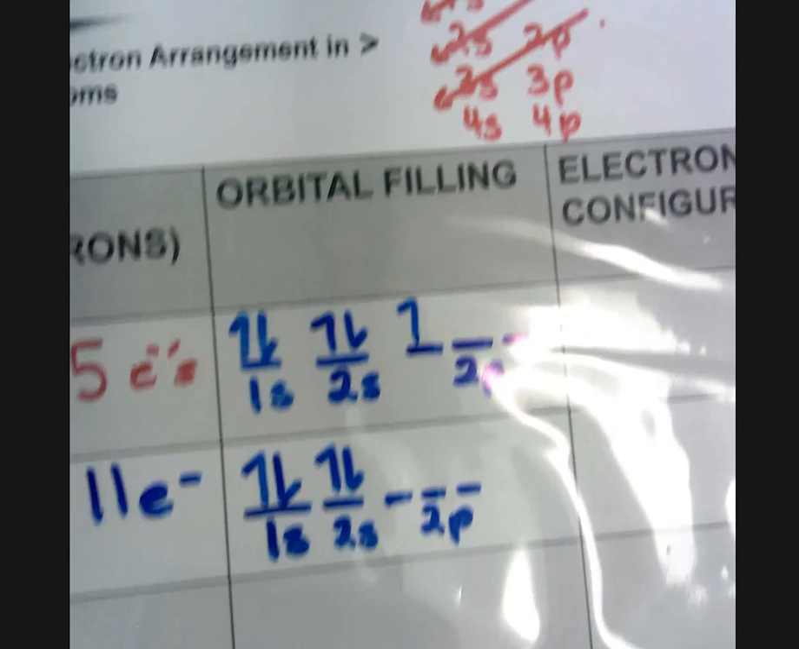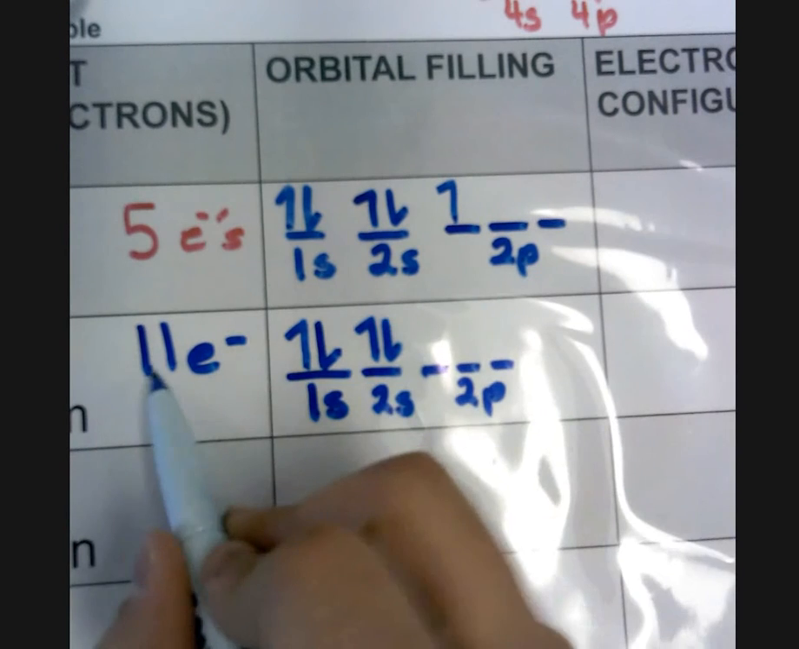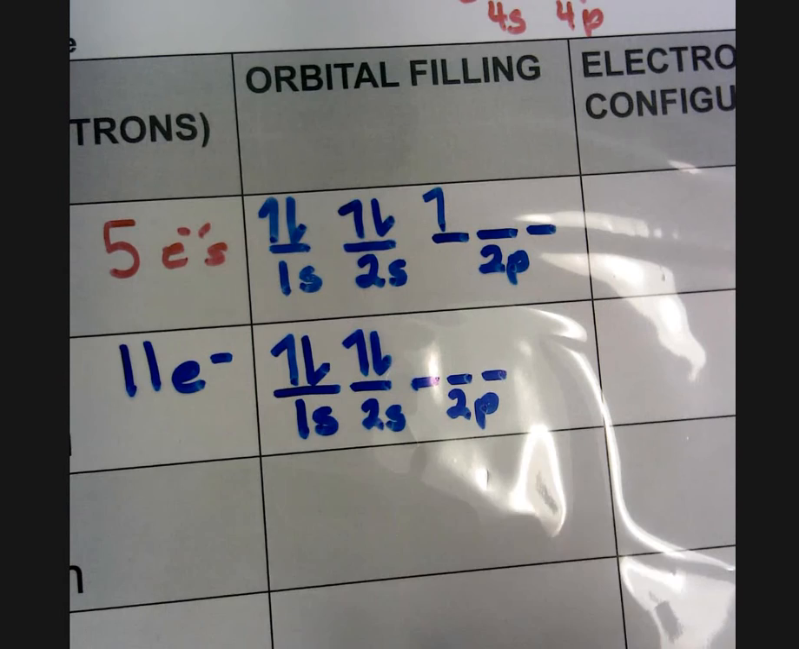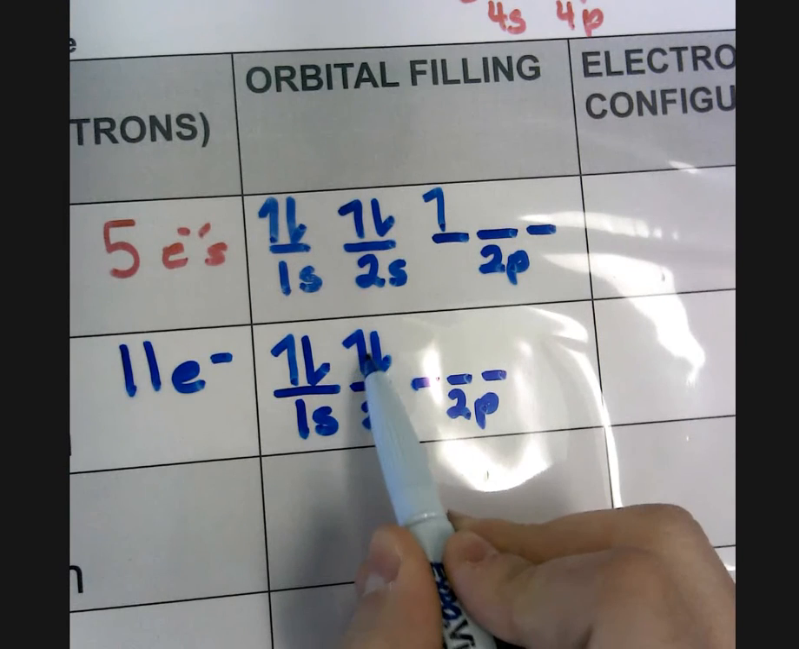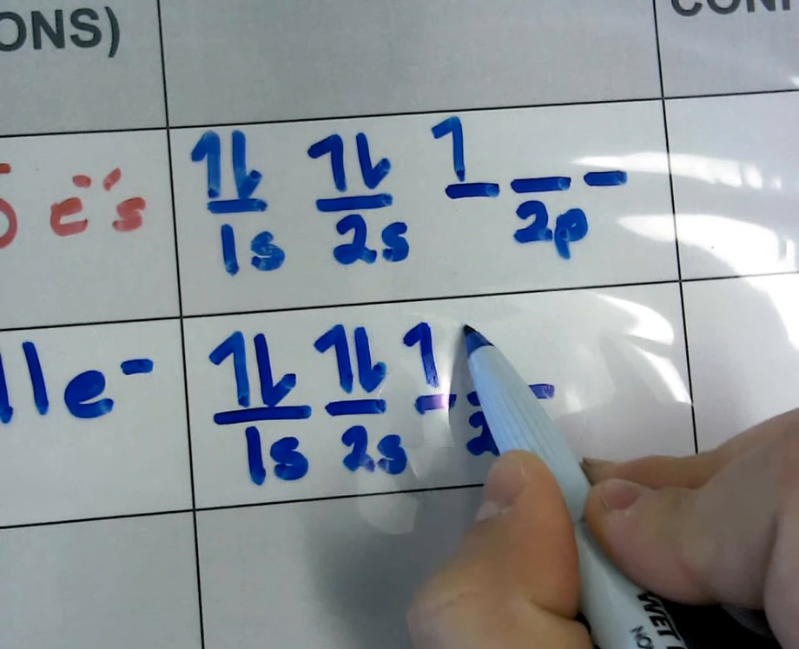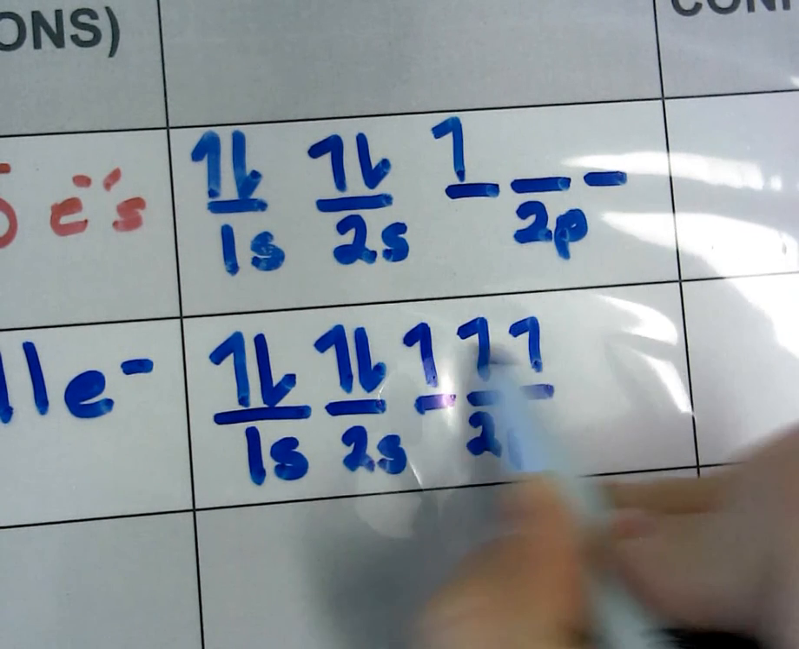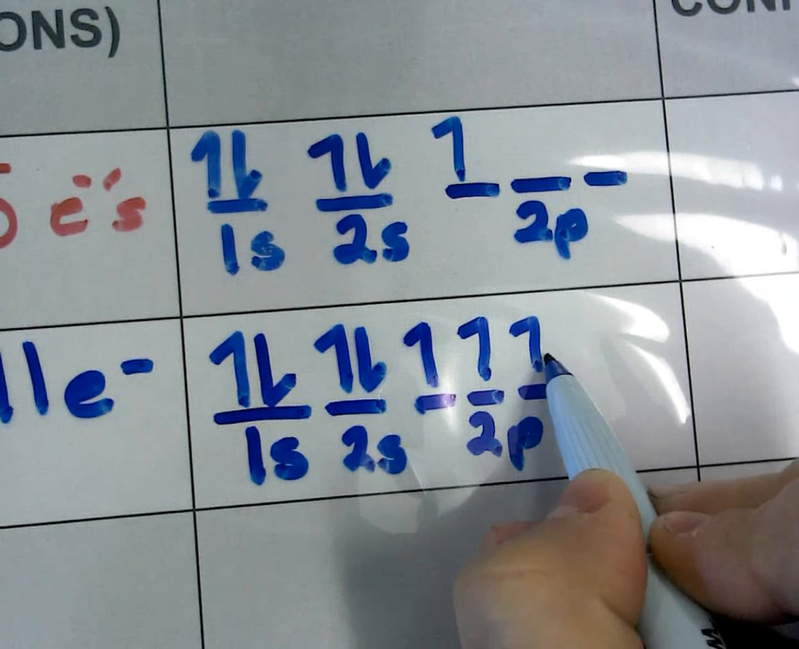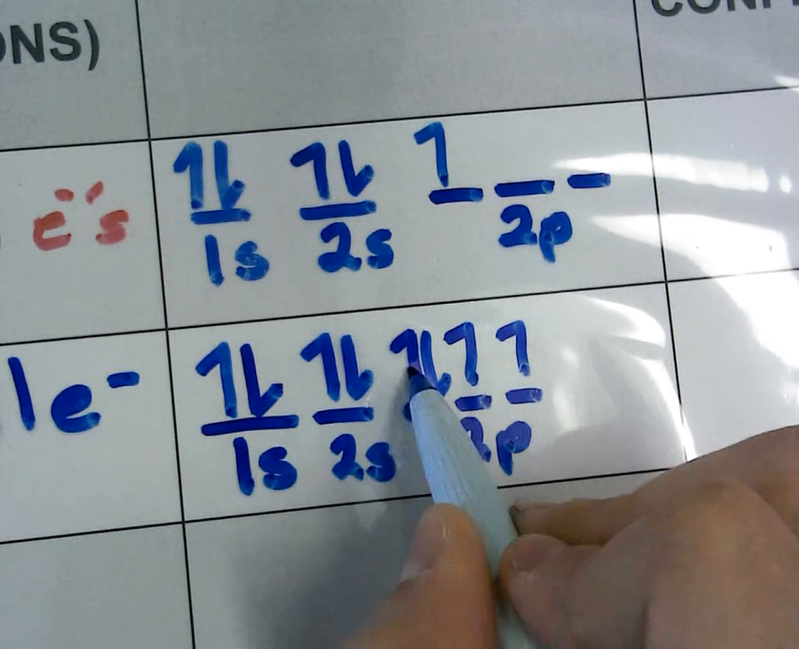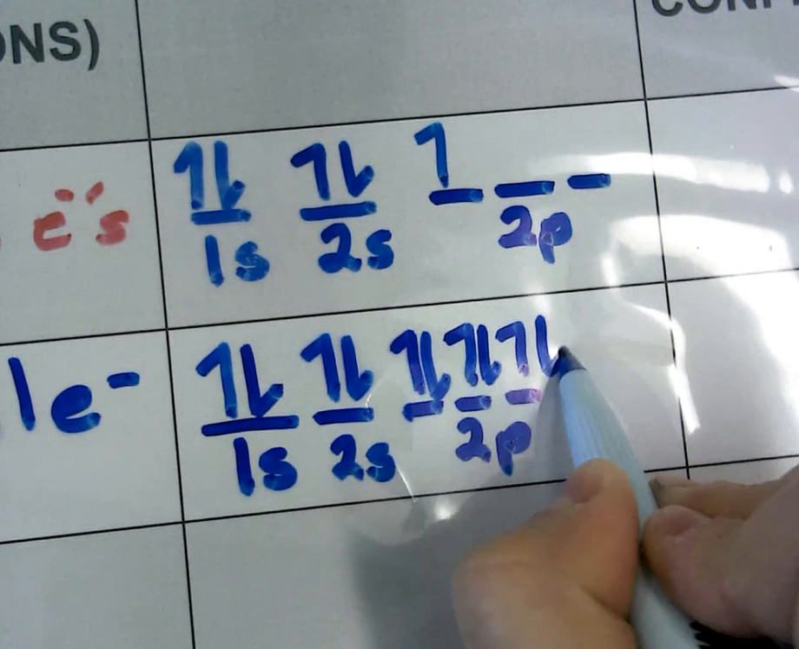Now, I need 11 electrons. So this is how you fill out the p's. One of the rules states that the same spin must be filled first, and we always fill with the positive. So we have 1, 2, 3, 4. Watch this. 5, 6, 7. Notice I filled my positive spins first, and then I go back and fill in my negative spins. 1, 2, 3, 4, 5, 6, 7, 8, 9, 10.